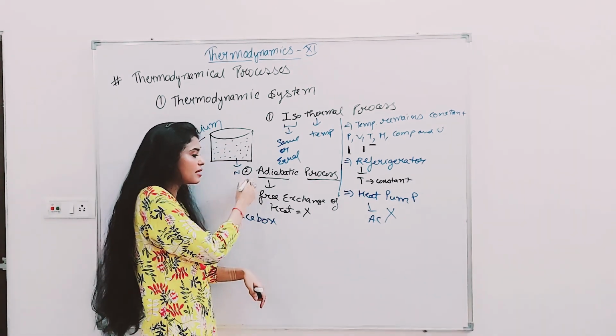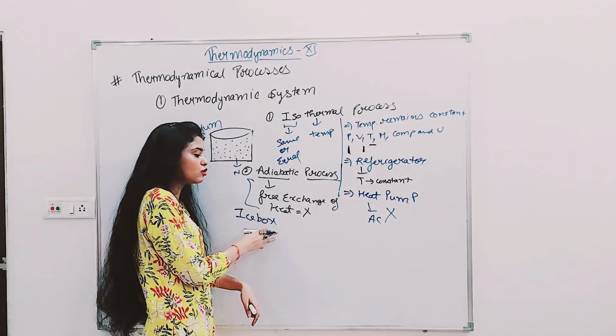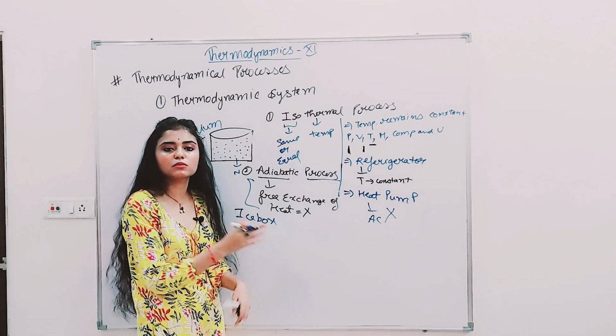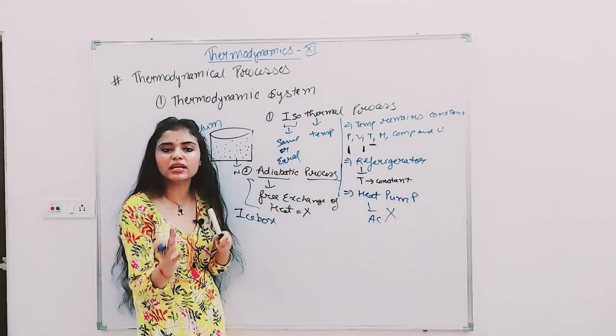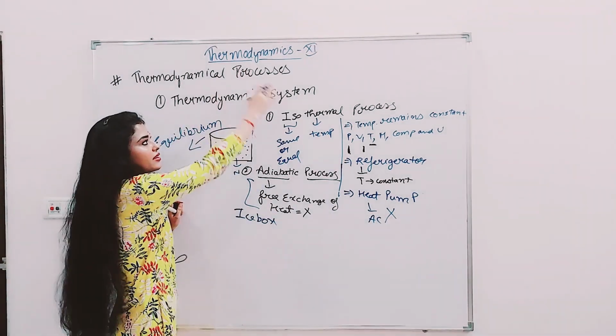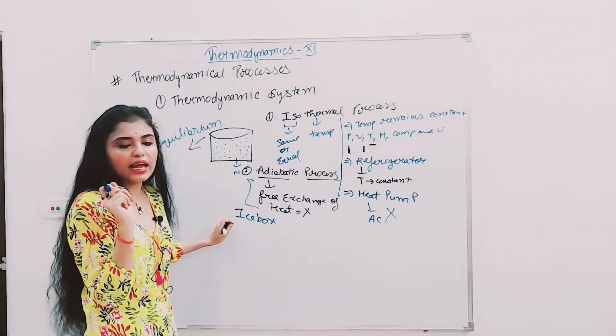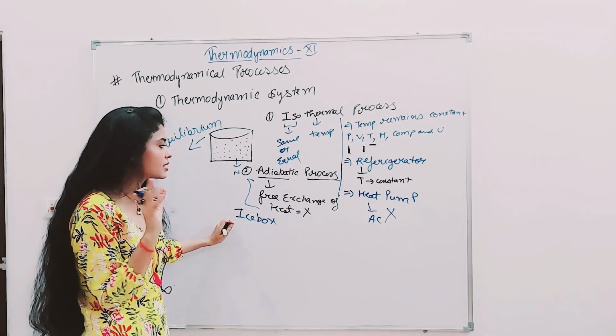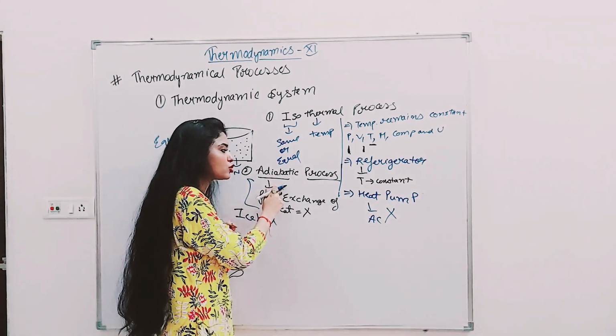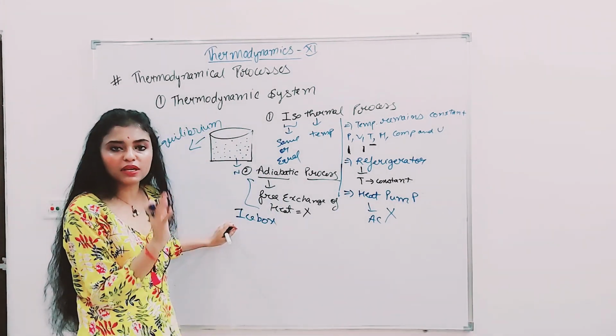That's about the adiabatic process. The only thing you need to remember is that heat exchange between the system and the surrounding is not possible. This is the system and the rest of it is the surrounding. So heat exchange is not possible in an adiabatic process. We will be discussing this adiabatic process in a lot of detail in the coming lectures.